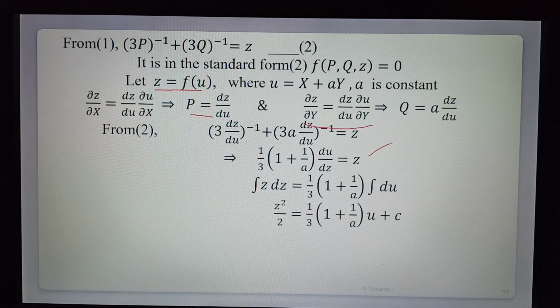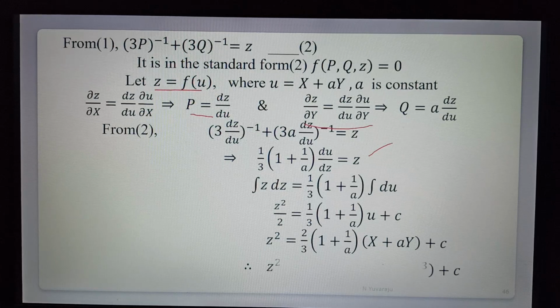Now substituting u is equal to capital X plus a capital Y. So z square is equal to 2 by 3 into (1 plus 1 by a) into (capital X plus a capital Y) plus c. But capital X and capital Y were our assumption, that is capital X is equal to small x cube, capital Y is equal to small y cube. So the required general solution is z square is equal to 2 by 3 into (1 plus 1 by a) into (x cube plus a y cube) plus c.